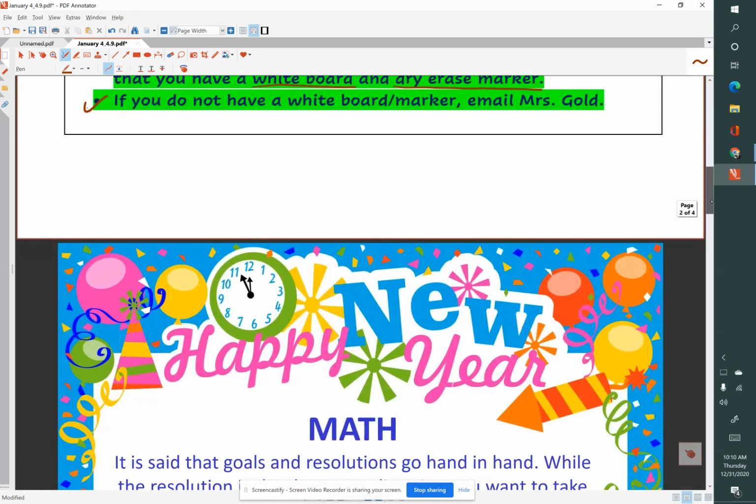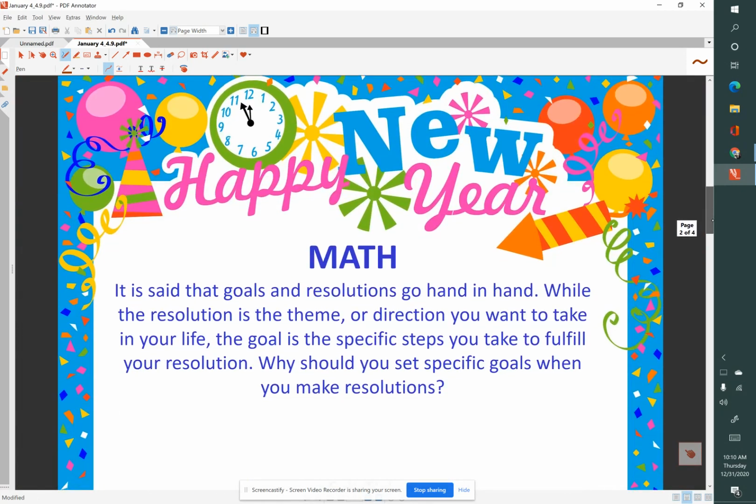So here is our do now, and Happy New Year. So it is said that goals and resolutions go hand in hand. While the resolution is the theme of the change you want to make or the direction you want to take in your life, the goal is the specific steps that you take to fulfill your resolution. Why should you set specific goals when you make resolutions? So let's think about that.